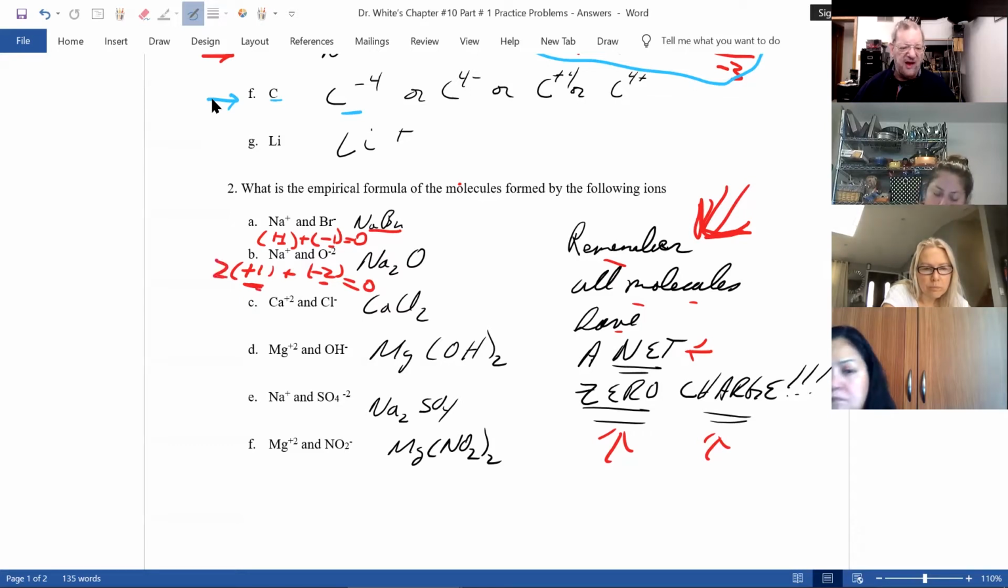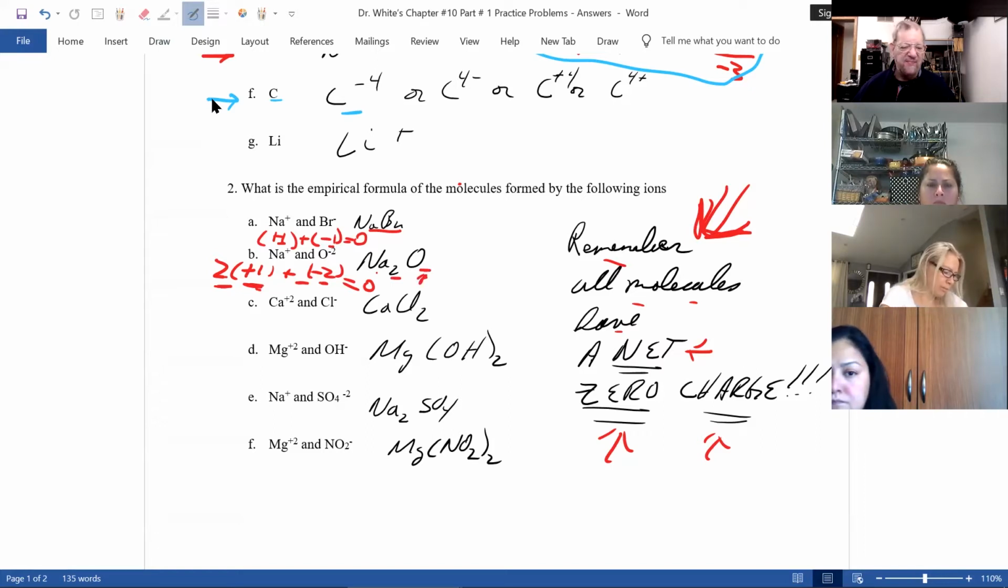So this tells me I need 2 sodium. What's the number in front of the bracket? When there's no number, it's 1. 1 oxygen. And this shows you 2 sodium, 1 oxygen. When there's a 1 here, you don't put the number.